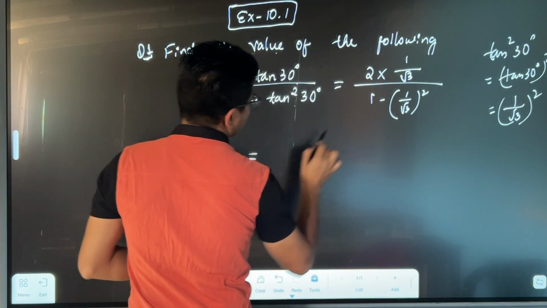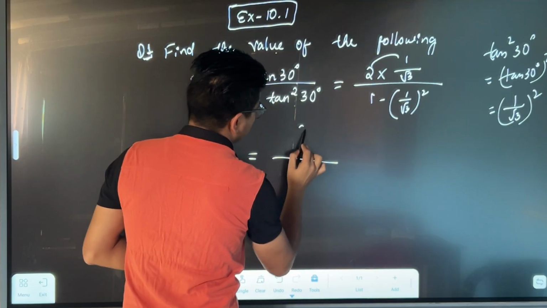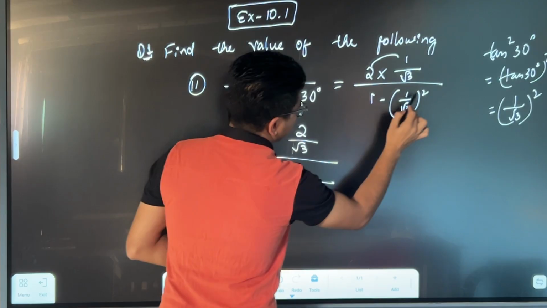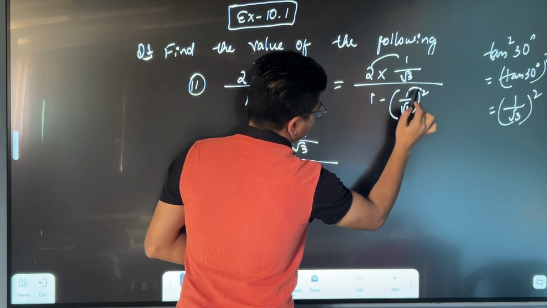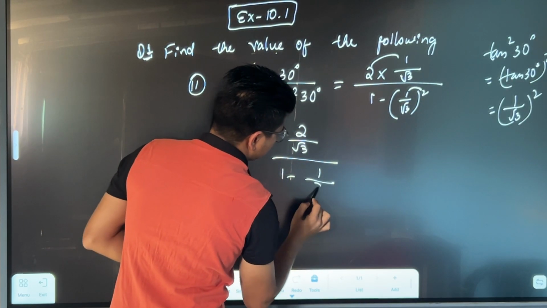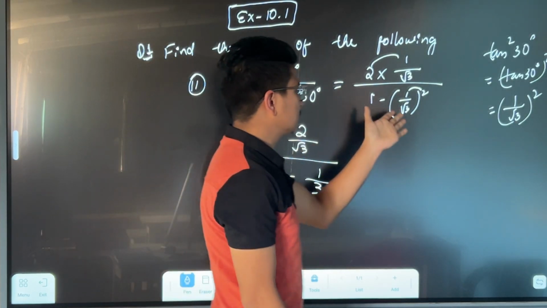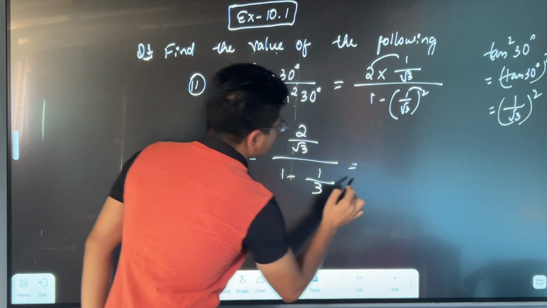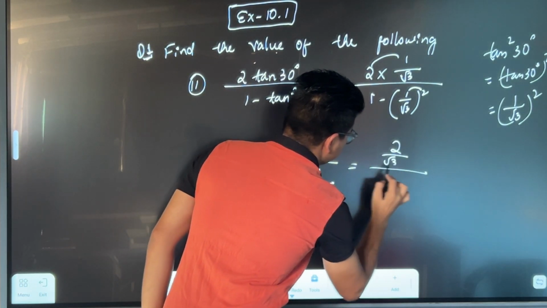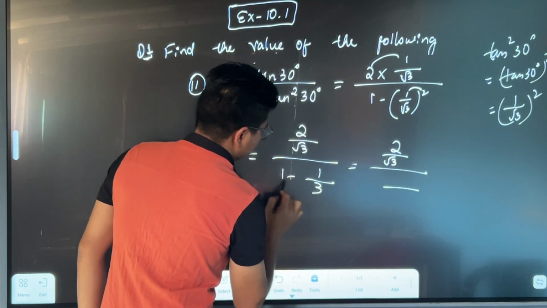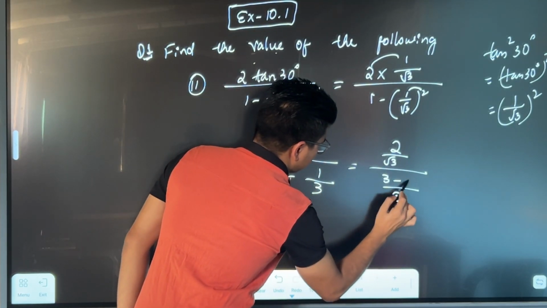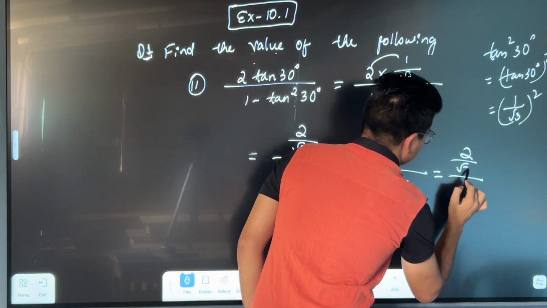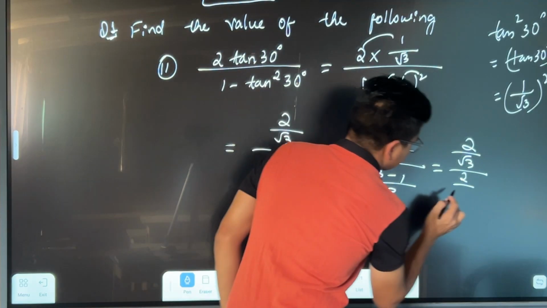Now what further can you do? 2 into 1 is 2, then in the denominator we have root 3, so 2 by root 3. Then here 1 minus, this square is for both. So 1 square is 1, root 3 square is 3. I hope you know root 3 square is 3, root 2 square is 2. So 2 upon root 3. Now take the LCM, which will be 3. Then here will be 3 minus 1, and upside we have 2 by root 3. Then 3 minus 1 is 2, over 3.